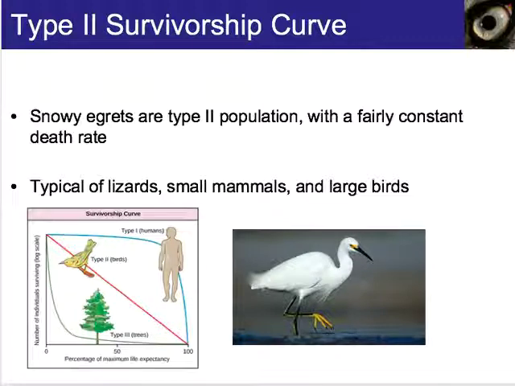A type 2 survivorship curve is going to be one where the death rate is fairly constant. So no matter how many offspring they have, they're going to be continually breeding and dying. An example would be birds like the snowy egret, or lizards and small mammals and some birds. So they are breeding, being born, and dying at a constant rate.